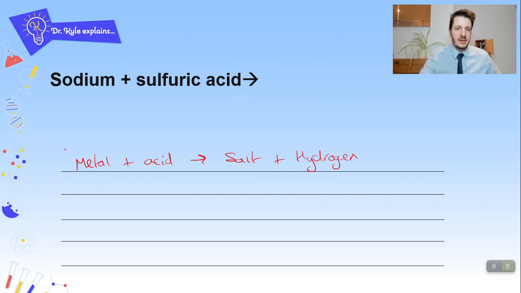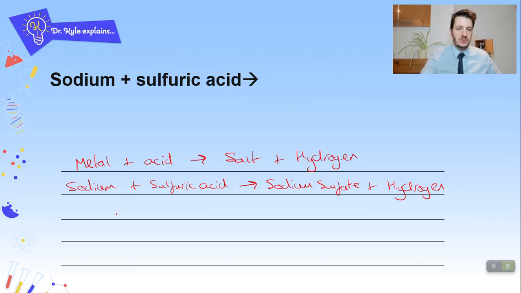Okay, and now we're going to start finishing off the word equation. So sodium plus sulfuric acid. And remember, it's important to know the names of these salts as well. So sodium plus sulfuric acid, what's the salt going to be? It's going to be sodium sulfate plus hydrogen.